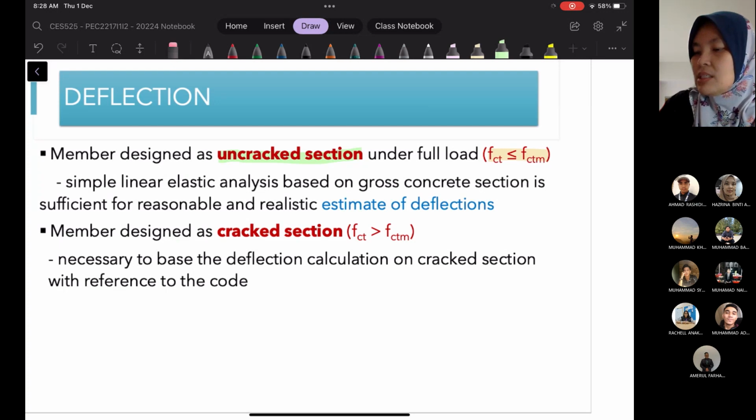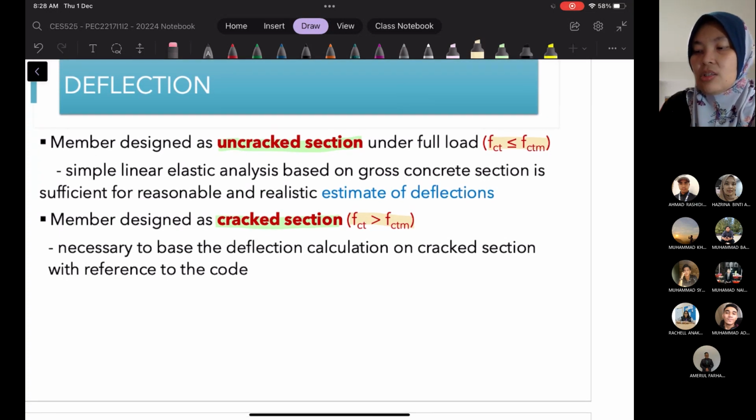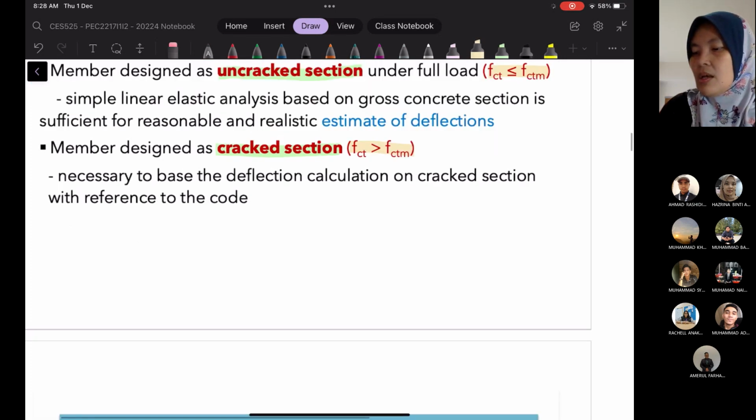But for members designed as cracked sections, where our value of fct exceeds fctm, it means that the tensile stresses are much higher. Therefore, it is necessary to base the deflection calculation on the cracked section with reference to the code. So we will have additional requirements that we have to look into when we are designing the member as a cracked section.